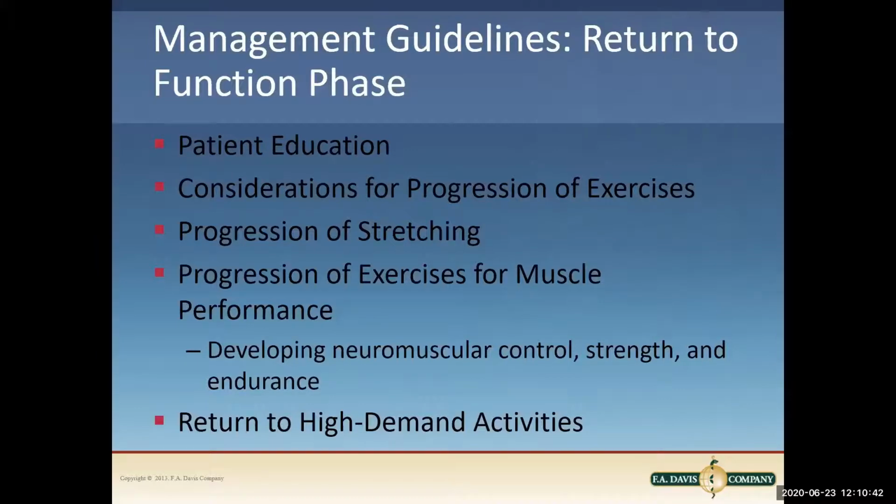And then we're going to start developing that neuromuscular control, strength, and endurance, which means we're going to start challenging them, doing multiple things at once. Maybe picking up a cup, bringing it back to them, bringing it out, setting it back down, and bringing it back. Start developing the brain to do more functional activities, right? And then at that point, we're going to start returning to the high demand activities.